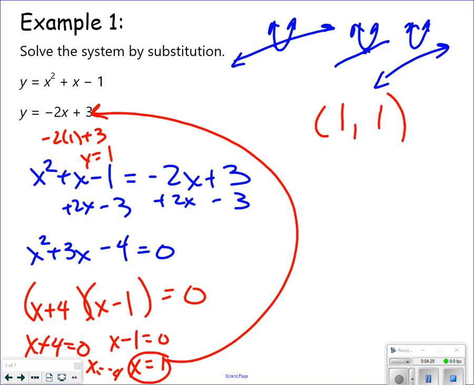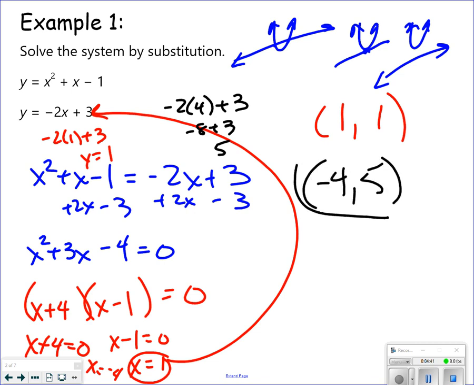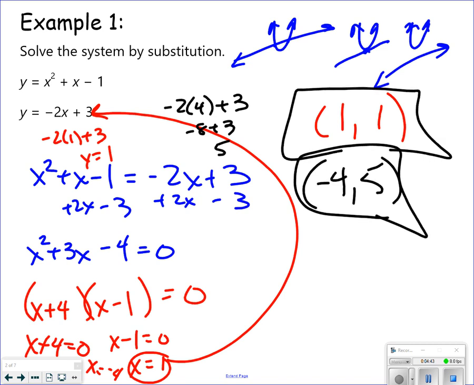Now I'm going to put negative 4 in for x. So negative 2 times negative 4 plus 3. So 8 plus 3 is 11. Wait, negative 2 times negative 4 plus 3. So when the x is negative 4, the y is 5. So notice you get a different answer. So for the 1, when you plug it in, you get 1. When you plug negative 4 in, you get 5.